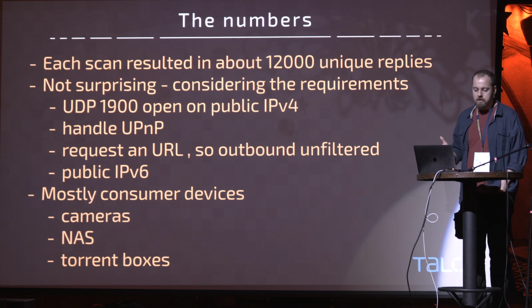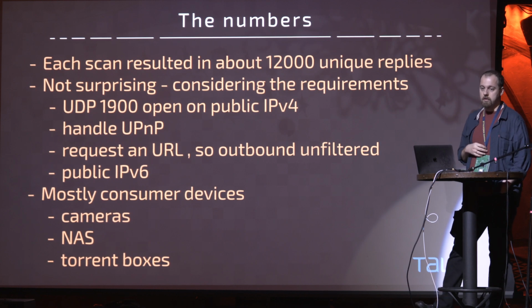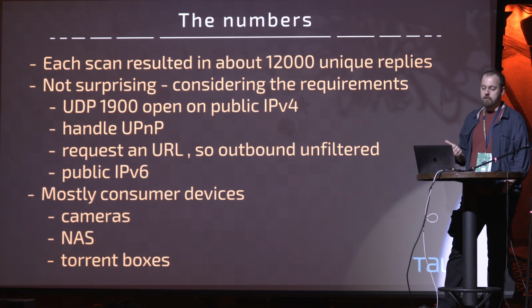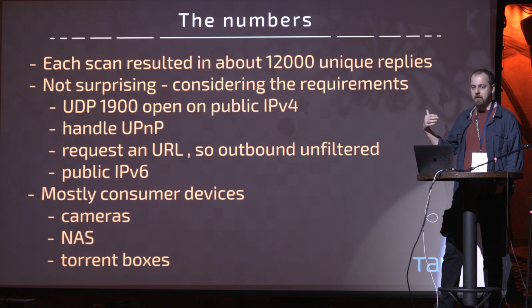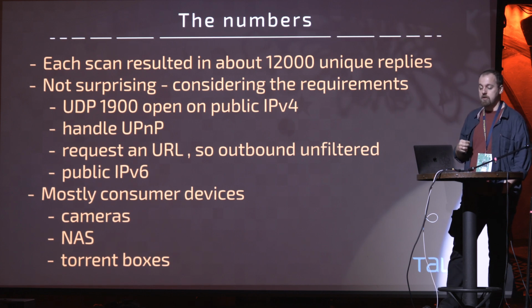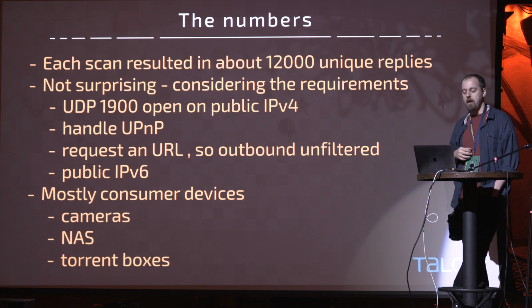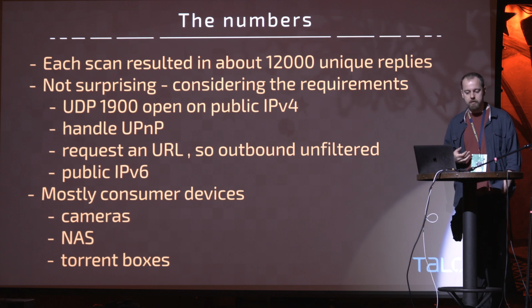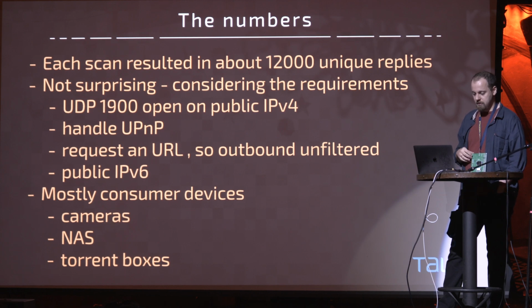First, we need a host out there on IPv4 with a public IPv4 address, which is not that common, listening on UPnP port 1900. It had to handle UPnP. Once it handles UPnP, it had to actually get out and request our URL, or visit our URL. So no outbound filtering on that host. And it also needed to be dual homed, so it needed to have a public IPv6 address. And as I mentioned, what we got in response were mostly consumer devices, like cameras, network attached storage devices, and interestingly, torrent boxes. Those, for some reason, have UPnP enabled.